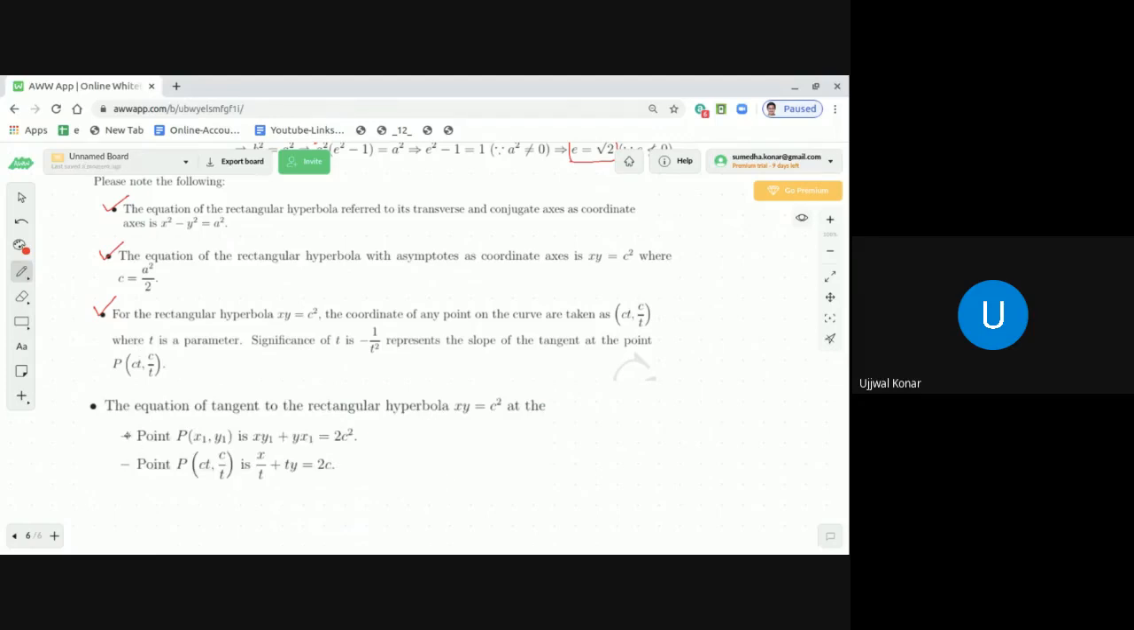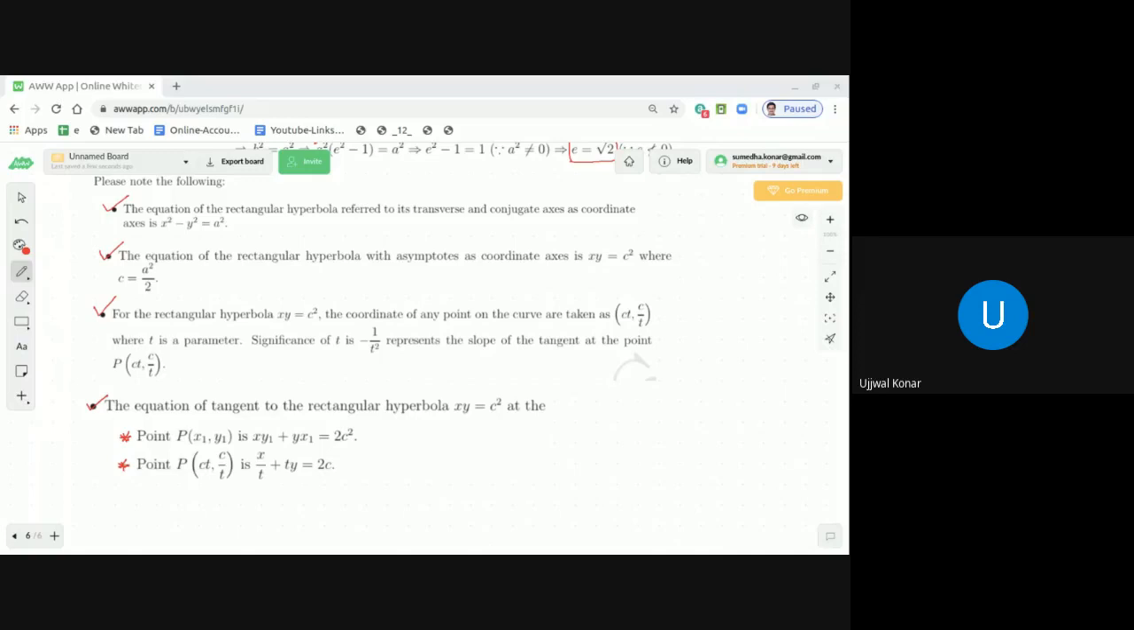The equation of the tangent to the rectangular hyperbola xy is equal to c square at the point x1, y1 is x y1 plus y x1 is equal to 2c square, and at the point P ct, c by t is x by t plus ty is equal to 2c. Dear students, you can all derive it, and after derivation you can also remember it, because remembering is more preferable.